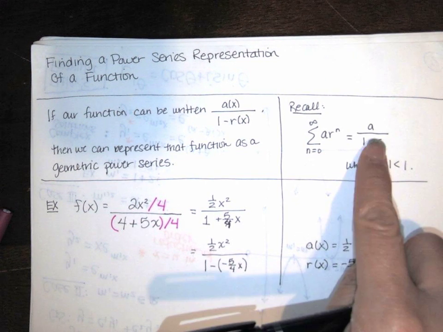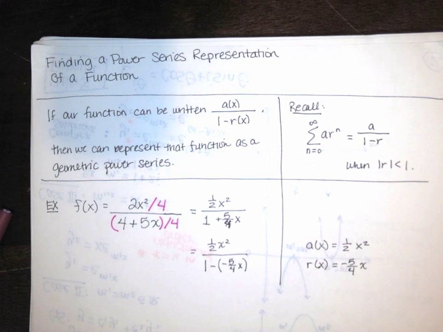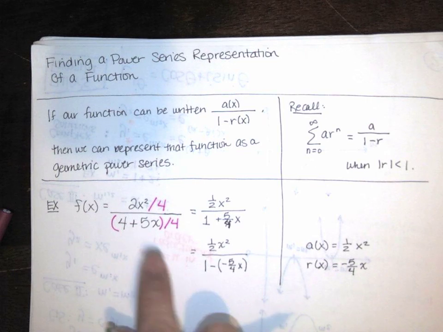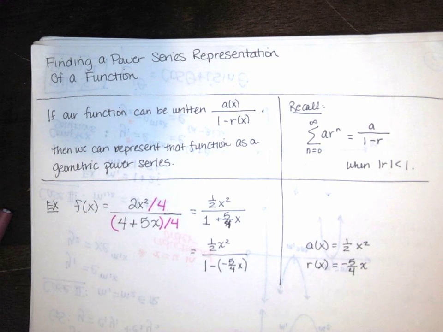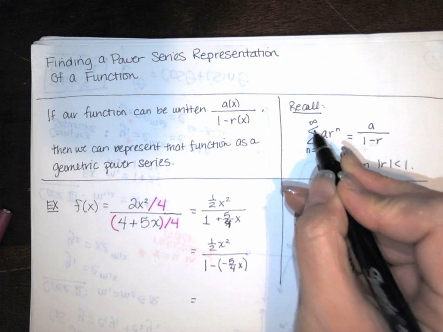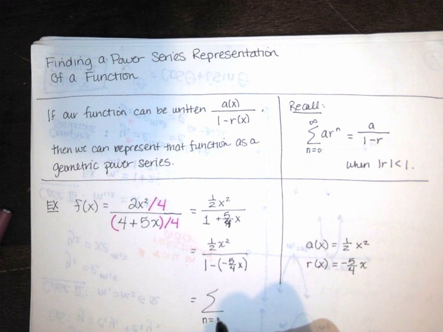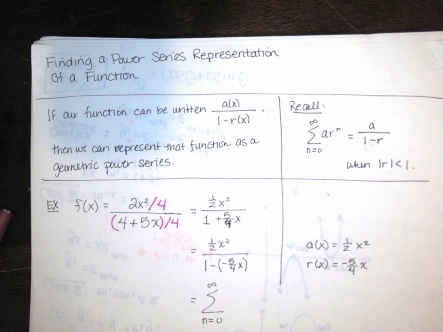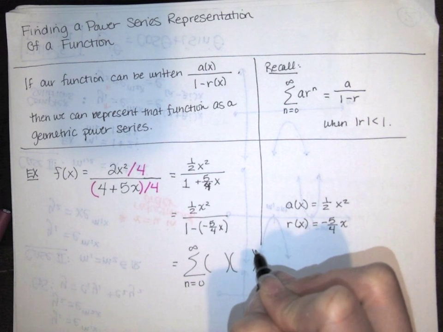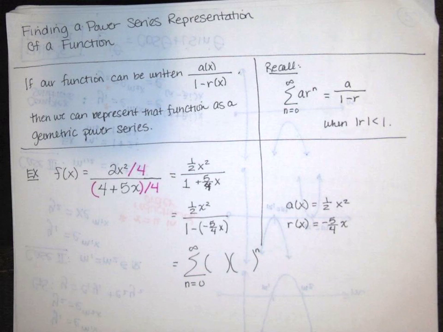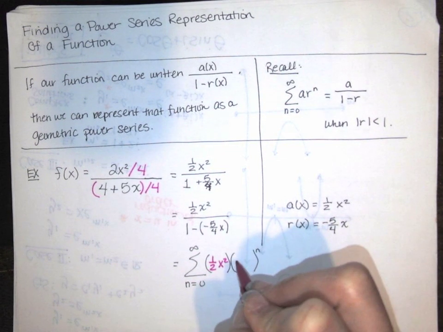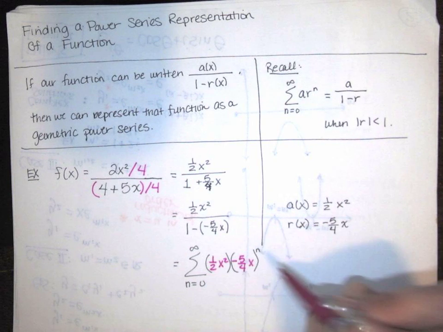If it's written in this form, I can write that as a geometric series. But of course you have to remember that it only converges to this function when the absolute value of R is less than 1. So let's do that. It's the sum as n goes from 0 to infinity, just the general form that we use for our geometric series, of A times R to the n. And A is 1/2 x squared, and R is -5/4 x.